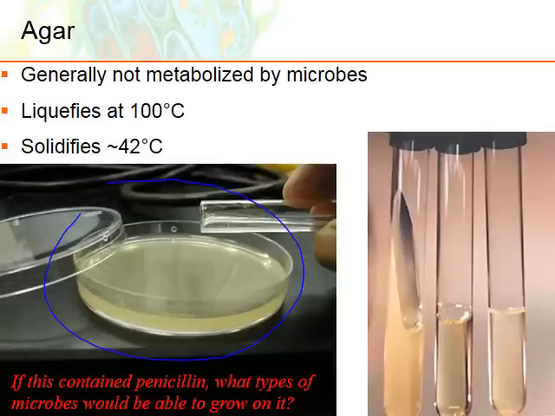Let's just say we got a patient, we get a sample from a patient, and we just streak that sample onto this plate. The only thing that's going to be growing on that plate, if penicillin is in that plate, is going to be the penicillin-resistant bugs.